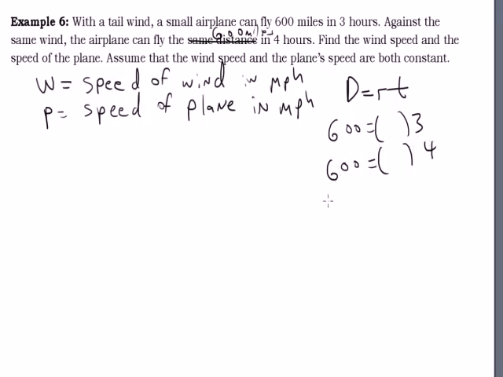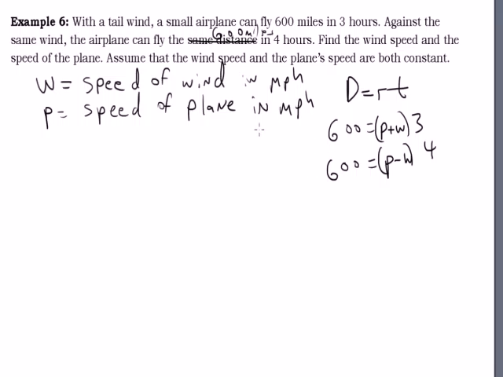With a tailwind, the small airplane can fly 600 miles in 3 hours. Against the same wind, the airplane can fly 600 miles in 4 hours. It seems to me that the tailwind is making it go faster. The wind is picking it up. What we're going to assume to be true here is that the speed with the wind is just P plus W. And when the wind is going the other direction, we subtract the wind from the plane speed, and that will be P minus W. That's how we're going to do this problem. But these are generically just distance equals rate times time problems, and each of these will work out to be our linear equations.